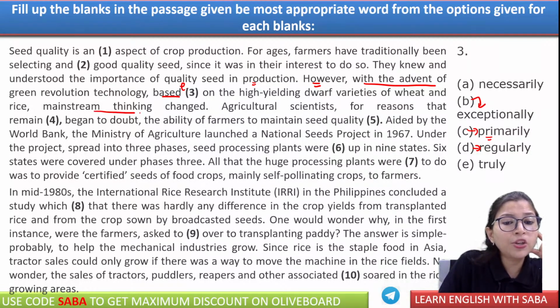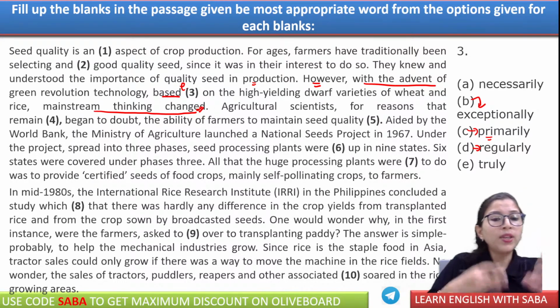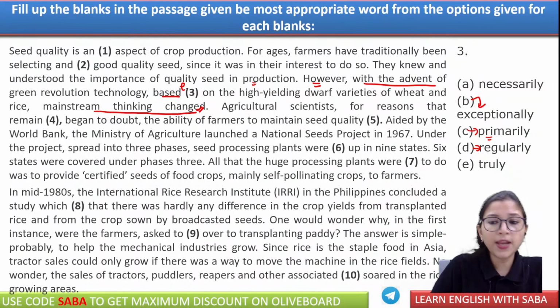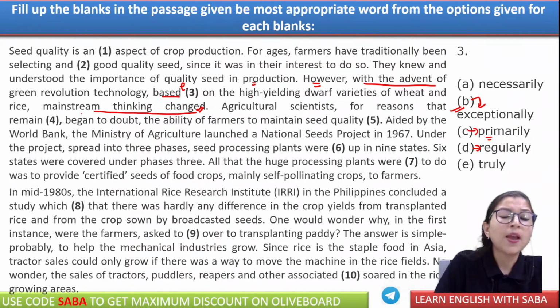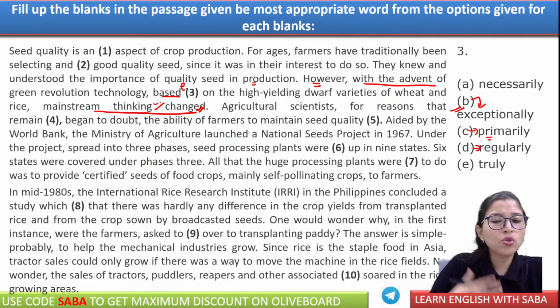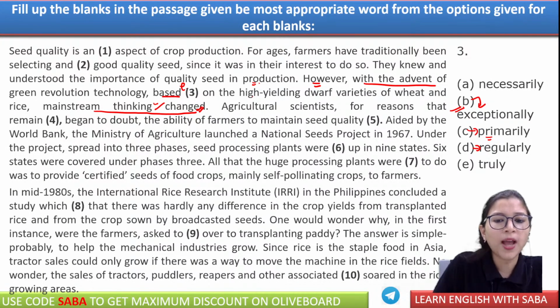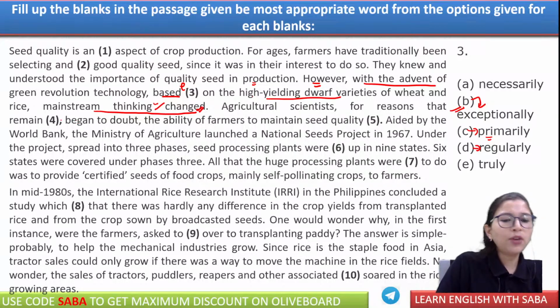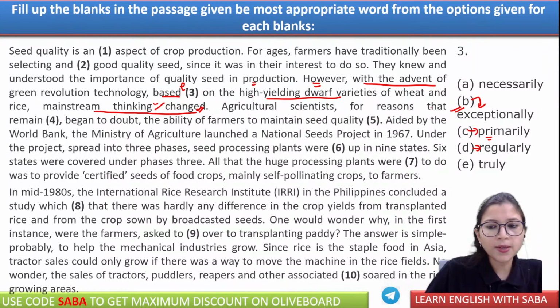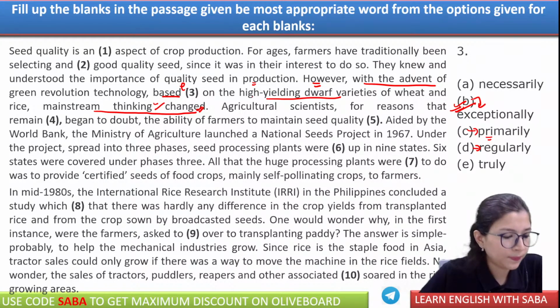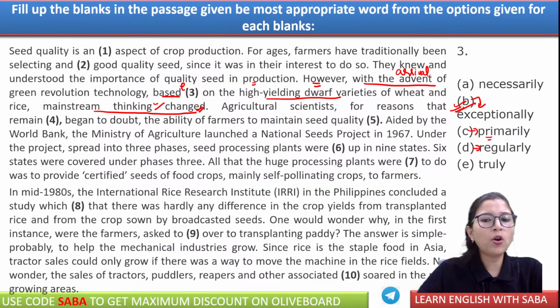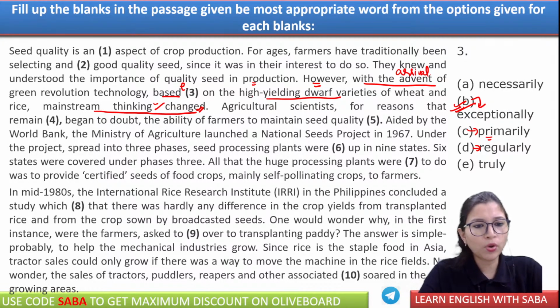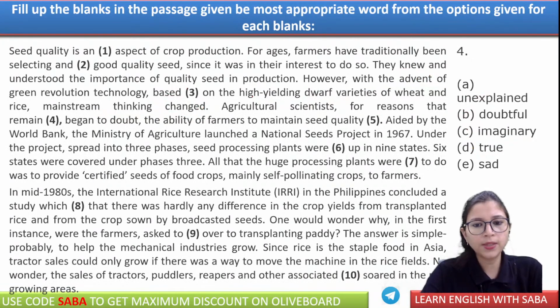So here it is given mainstream thinking changed. तो ये जो ग्रीन रेवोल्यूशनरी टेक्नोलॉजी आई थी, it was exceptionally based on high yielding dwarf varieties of wheat and rice. Mainstream thinking changed. So it is not primarily on, it is exceptionally on high yielding dwarf varieties of wheat and rice. So the correct answer is exceptionally, not primarily. Advent means yes, arrival. Advent we call arrival, onset, beginning. Okay. Next.